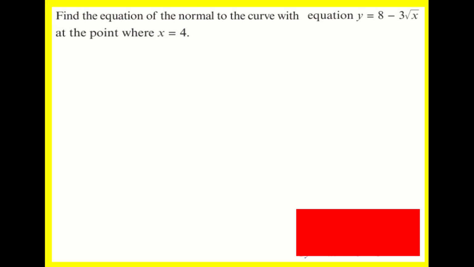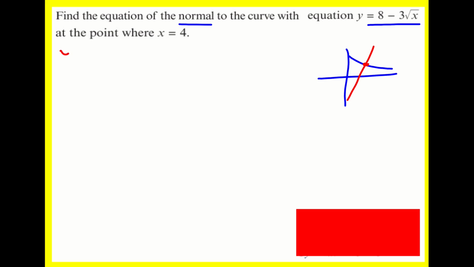Stepping it up a little bit, this time I want you to try and find the normal to a curve, and now it's in terms of a square root. If I think about my transformations, the negative square root looks like this, and then the 8 is going to shift it up, so it might look a bit like that. It doesn't really matter, but it helps me get it correct. This time I want the normal at a point, so that's not going to be the tangent, it's going to be this line here.